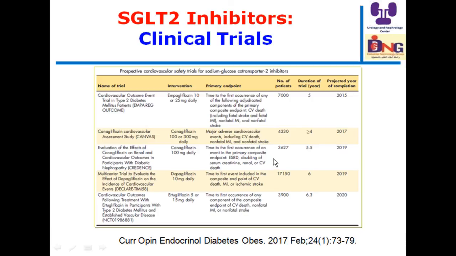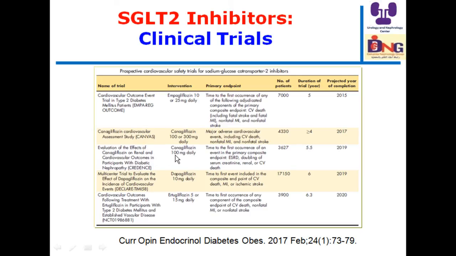This is the EMPA-REG OUTCOME trial that was published in the New England Journal of Medicine in 2015, and the EMPA-REG kidney protection trial analysis was published in 2016. We are waiting for the CANVAS-R trial, the Canagliflozin Cardiovascular Assessment Study, Renal, that will be published this year. We are expecting to have it in hand soon.